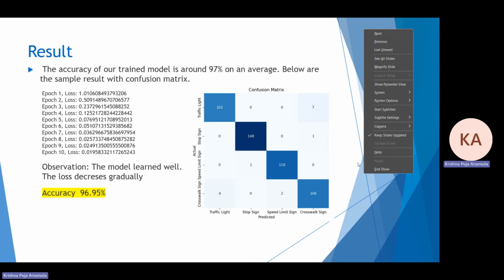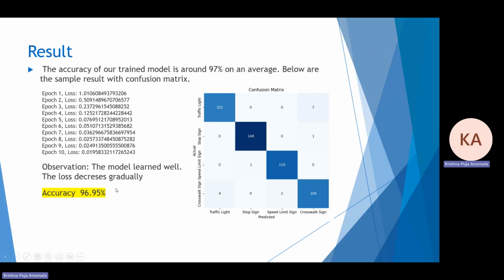Finally, coming to the results. As you can see, our accuracy is 96.97%. On average, it is 97%. And our model has learned quite well. At first, we had a loss of 1. Then it slowly reduced to 0.01 after 10 iterations.